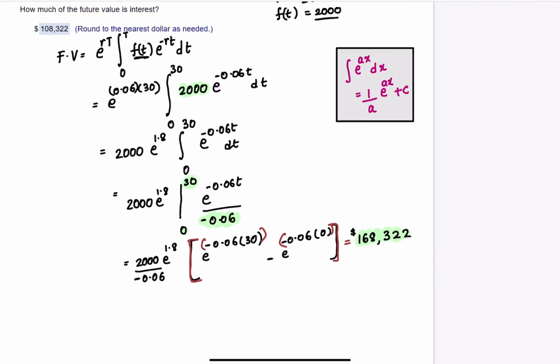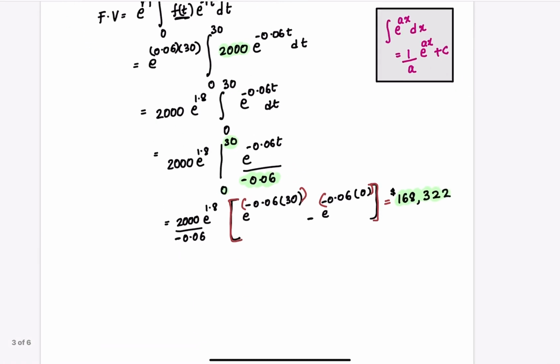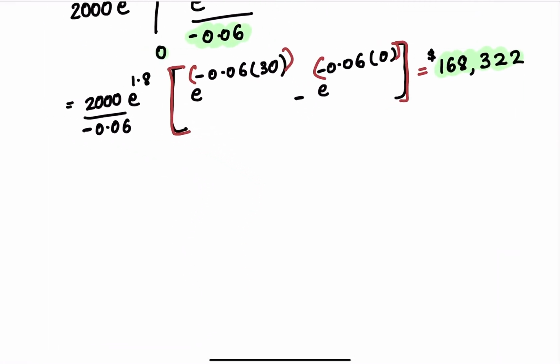And now, what are they asking me? That is the value of the IRA when you turn 65. So how much of the future value is interest? So this is what you'll have in your hand when you're at age 65. But let's do the math here. They're asking you for the interest. So what's the profit? What's the interest that they paid you?